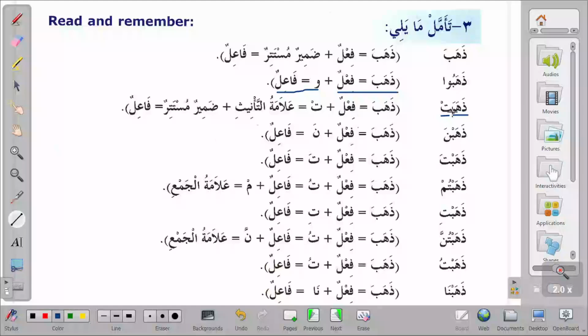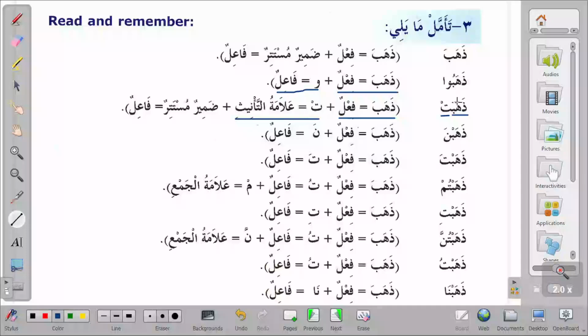So please observe. That's what they are trying to explain here. We have zahaba, which is the fi'l. Then this ta is alamatu ta'nis, as I just told you. It is not the doer, but it comes to signify that the one doing it is feminine.